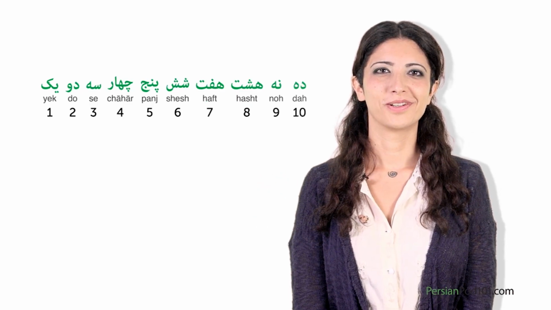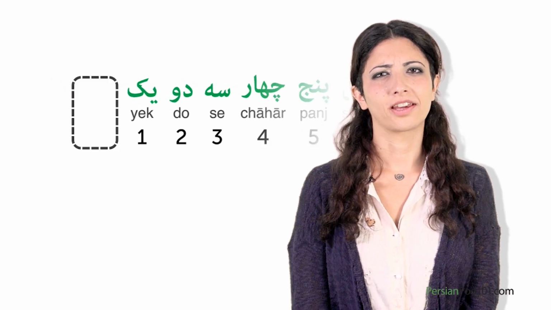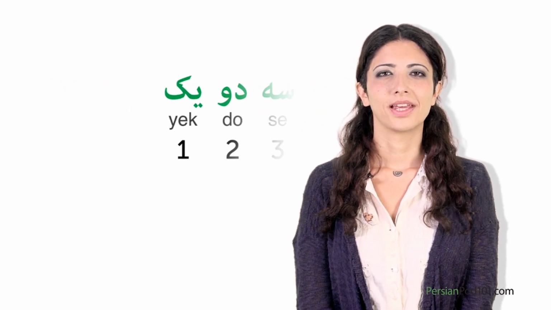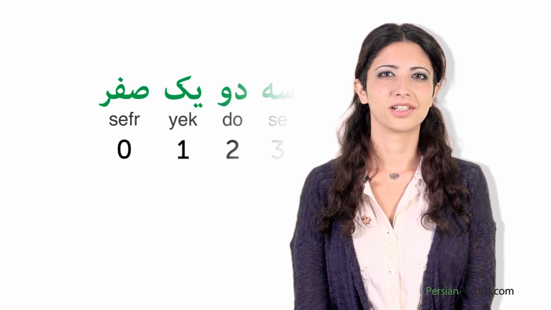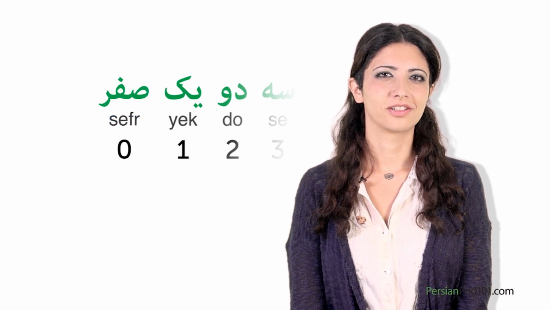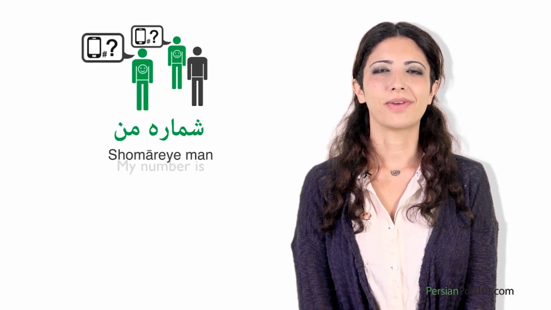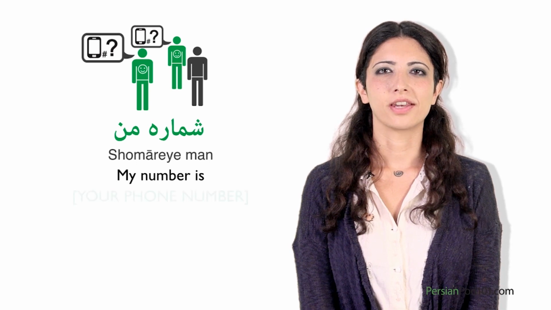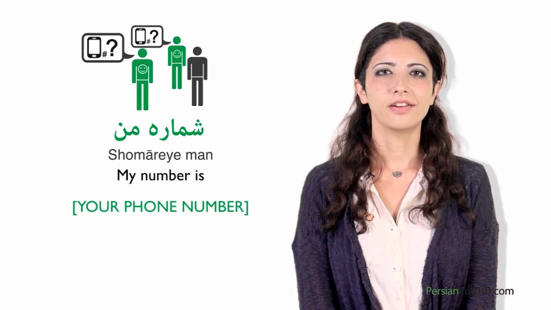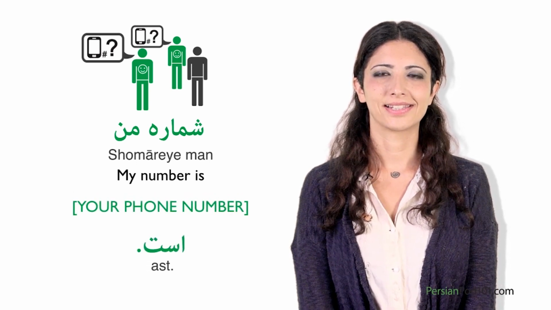Great job. What is before yek? Do you know? It's sefr. Sefr. You don't have any more excuses. You can give your friends your cell phone number in Persian. Let's try it together. We'll use the phrase shomare man, which means my number is. You say the numbers after that and then finish by saying ast.